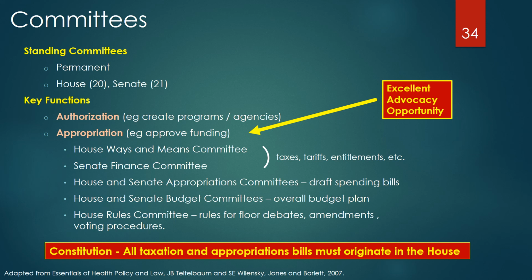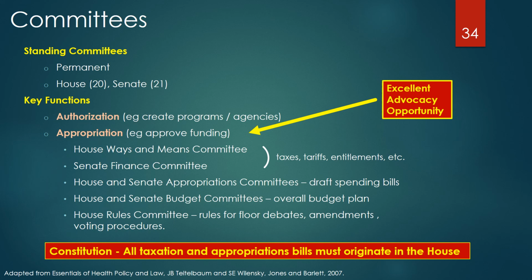The House Ways and Means and Senate Finance Committees have jurisdiction over legislation concerning taxes, tariffs, other revenue-generating legislation, entitlement programs like Medicare and Social Security, etc. The Constitution requires that all taxation and appropriations bills must originate in the House. House rules require that all tax bills must first be addressed by the House Ways and Means Committee.